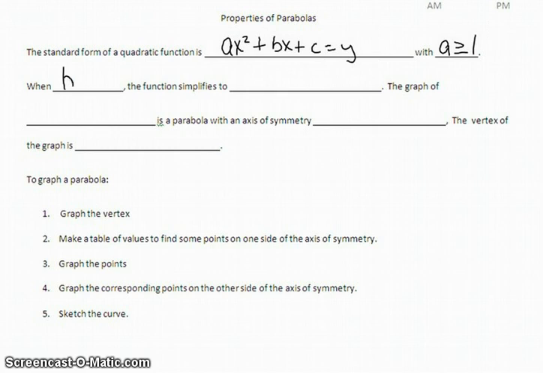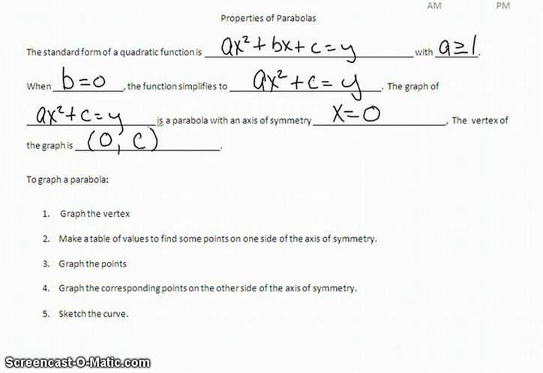However, what happens when b equals 0? How does that simplify? Well, it comes down to ax squared plus c equals y, because when we put 0 in, that middle term disappears. Still a quadratic, I still have that squared term, and the graph of ax squared plus c equals y is still a parabola, but my axis of symmetry is going to be at x equals 0, and the vertex is always going to be at 0 and the value of my constant, so (0, c).